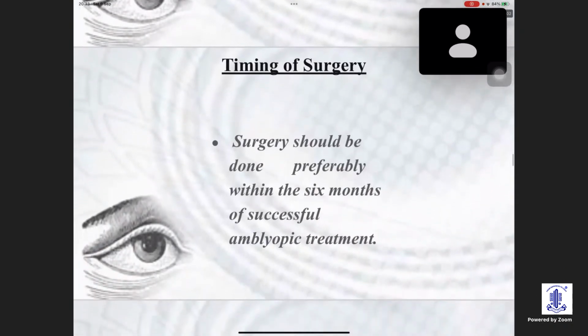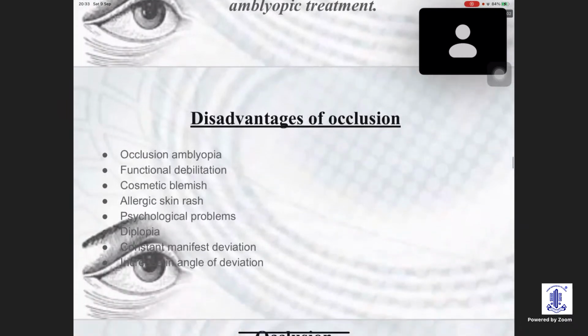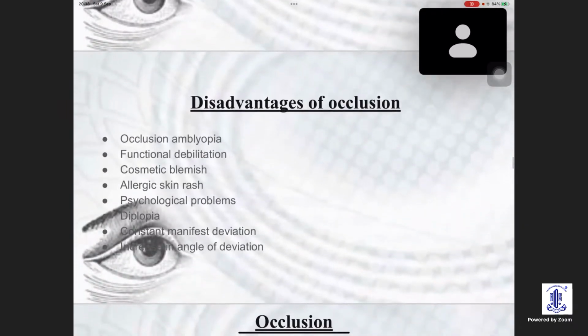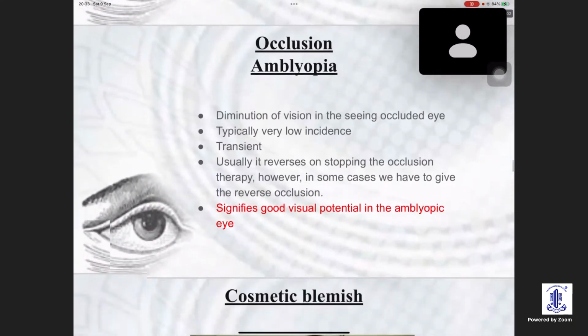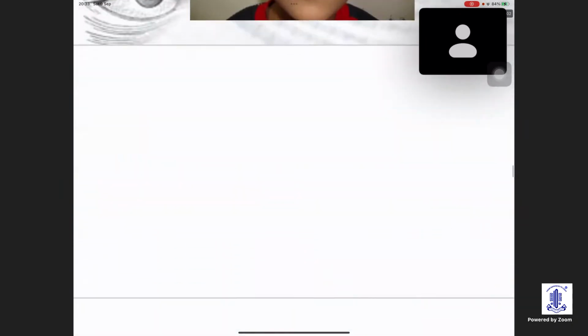Surgery should preferably be done within 6 months of amblyopia treatment. These are the various disadvantages of occlusion, like occlusion amblyopia, functional debilitation, and cosmetic blemish. Occlusion amblyopia signifies good potential in the amblyopic eye. It is a cosmetic blemish.